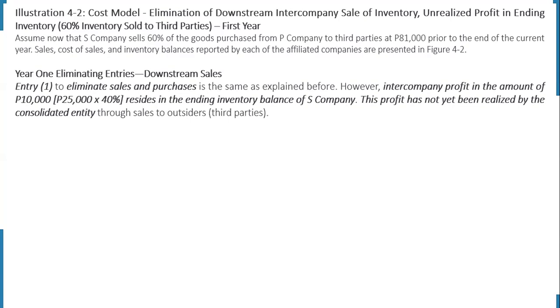Entry 1, to eliminate sales and purchases, is the same as explained before. However, intercompany profit in the amount of 10,000, multiply 25,000 by 40%, resides in the ending inventory balance of S company. So that's now for 25,000 multiplied by 40%. This profit has not yet been realized by the consolidated entity through sales to outsiders or third parties. So we have now entry 1 to eliminate sales and purchases, the same as explained before.